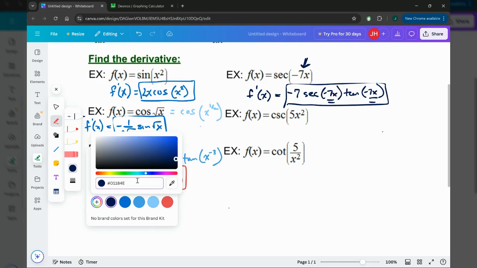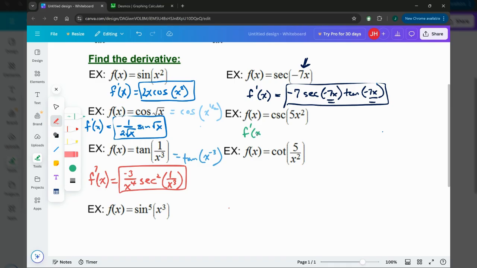Let's do the same thing with this next function. What is the derivative of cosecant? It is negative cosecant of this, cotangent of this. What is the derivative of that inside function? Using the power rule, it is 10x. There is the derivative of that cosecant function.